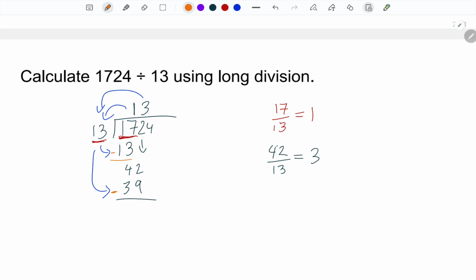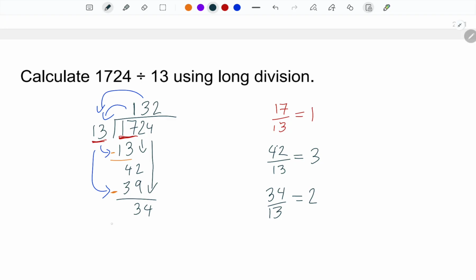And so subtract to figure out, well, what is left over? Well, 42 take away 39 will be 3, and then drop down the next number to make that 34. And then again, just keep repeating. So 34 over 13, what is that? Well, at most you can fit it in 2 times, the 13 into 34.